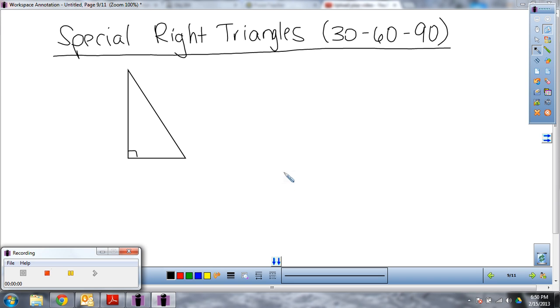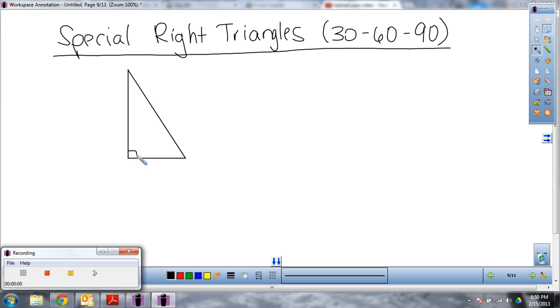This lesson is on special right triangles, and we are specifically focusing on right triangles that have angle measures of 30 degrees, 60 degrees, and 90 degrees, which we call 30-60-90 triangles. This is very similar to the 45-45-90 triangles that we saw, but the relationships are just slightly different, even though the ideas are the same.